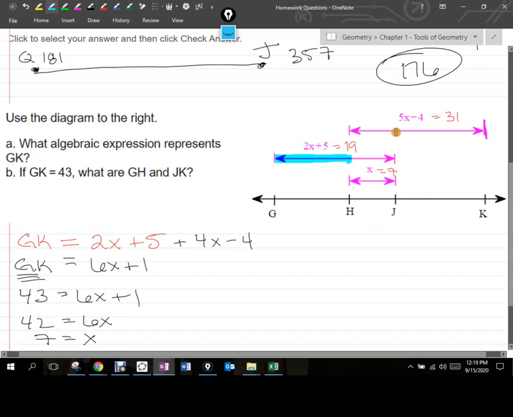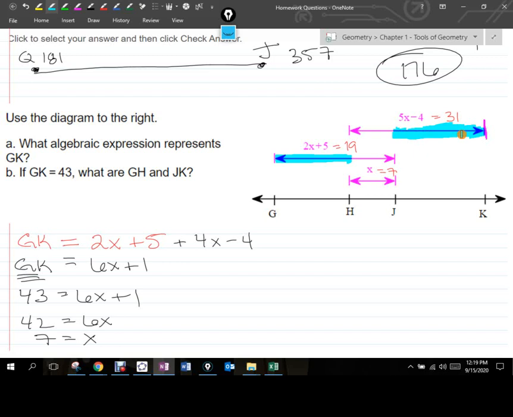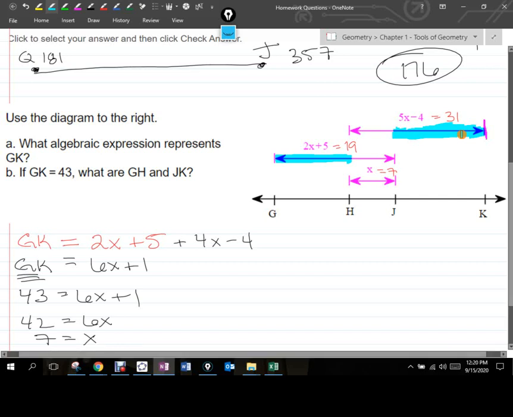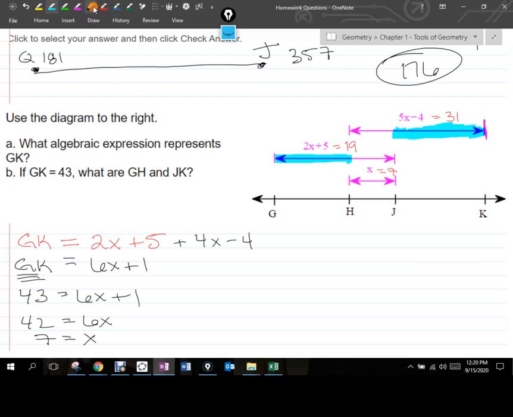And if I'm walking H to K, I'm walking less than 31 units, and I'm walking 7 less than 31 units, so that should be 24. Does that kind of make sense on how to do that problem? You've got overlap, okay? And that overlap, we have to kind of remove.